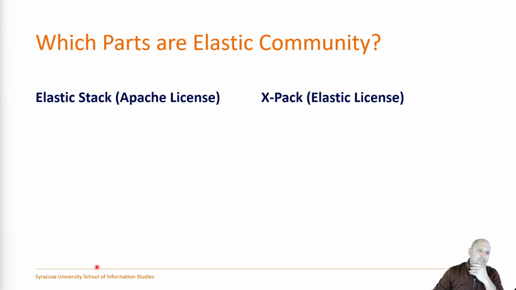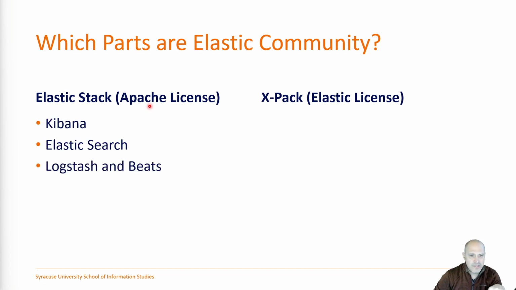So there is something called Elasticsearch open source, and this is under the Apache open source license. And then there's something called the Elastic XPack, which is under the Elastic license. The things under the XPack are not free. You need to pay for them, and the things under the Elastic Stack are free. So it's important to know what parts are free and what parts are not. Just like we saw with Neo4j, not all of it is free. In the Elastic Stack, we have Kibana, Elasticsearch, Logstash, and Beats.